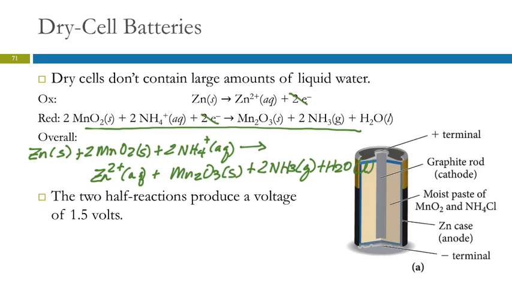So these 2 half reactions together produce a voltage of 1.5 volts. You've got a moist paste of the MnO2 and the ammonium chloride. There's a zinc case, and we have a graphite rod acting as the cathode. And so there's no liquid in this battery, and that's why it's called a dry cell.